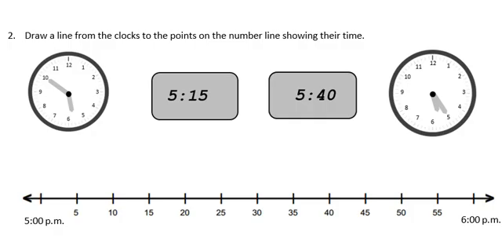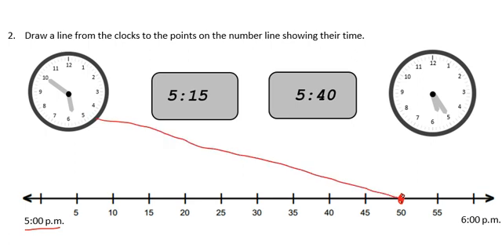In the next section I have 4 different clocks and I have to draw a line from the clocks to the points on the number line showing their individual times. If I look at the first clock, it's not quite 6 o'clock. In fact, it's 10 minutes before 6 o'clock. Since an hour is made up of 60 minutes, 10 minutes before 6 o'clock would be 5:50. So I would mark 50 on the number line because it starts at 5 p.m. So 5:50 is at this point, and I will connect the clock to that point.